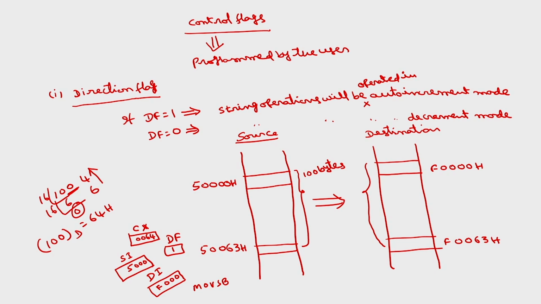So, if direction flag is set, the string operations will be auto increment, means SI and DI will be automatically incremented after each byte transfer. If direction flag is reset, then after each byte transfer the contents of SI and DI will be automatically decremented. That is about this direction flag.